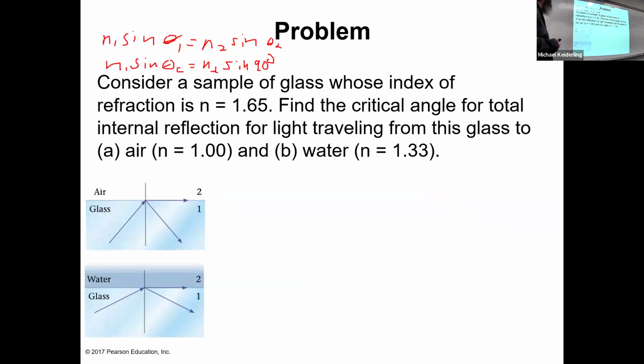So here, consider a sample of glass whose index of refraction is 1.65. Find the critical angle for total internal reflection for light traveling from this glass to air, where n is 1, and water, where n is 1.33. So the basic idea here is that n1 sine theta 1 equals n2 sine theta 2. But at the critical angle, theta 2 is 90 degrees.